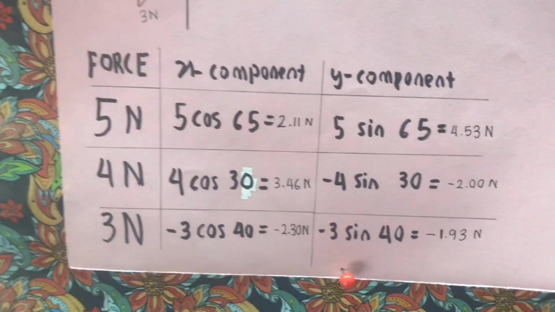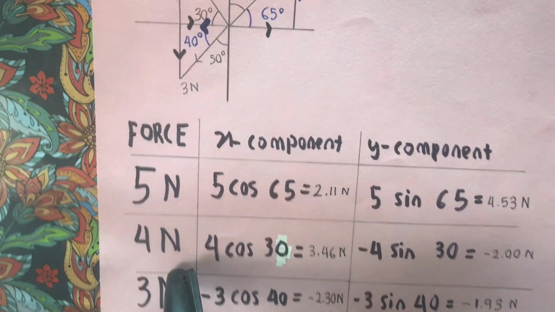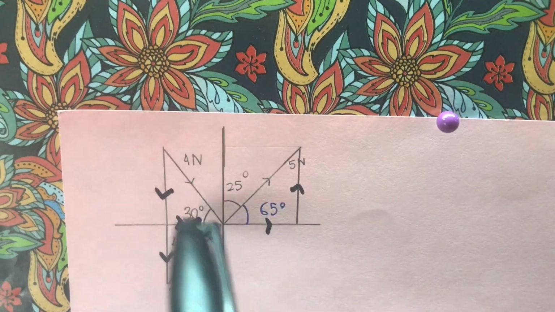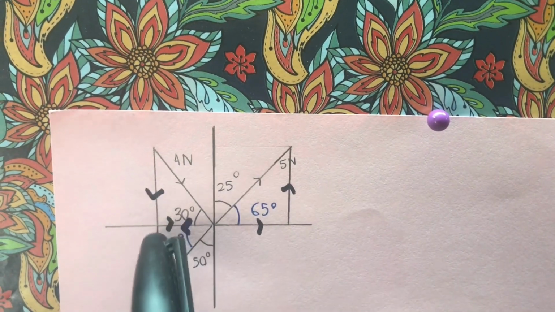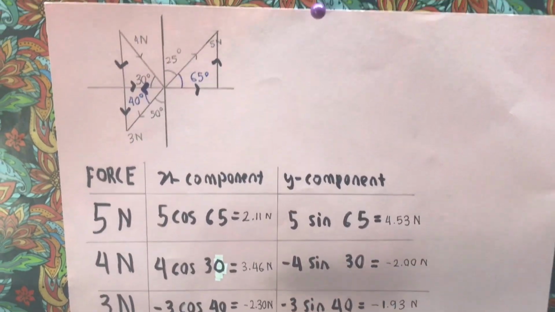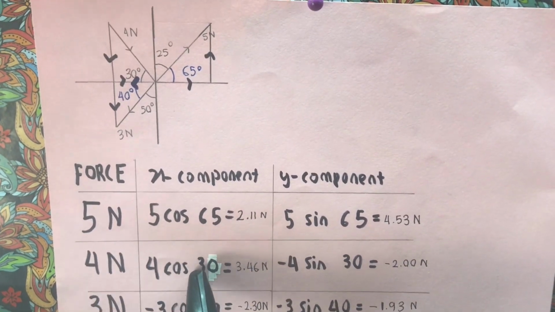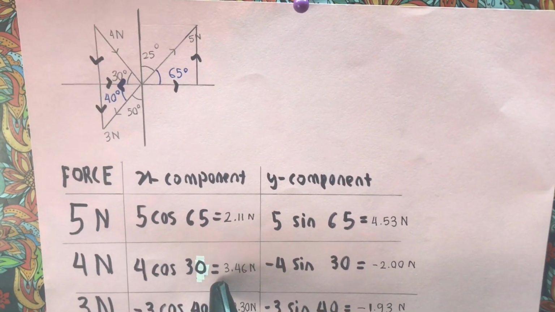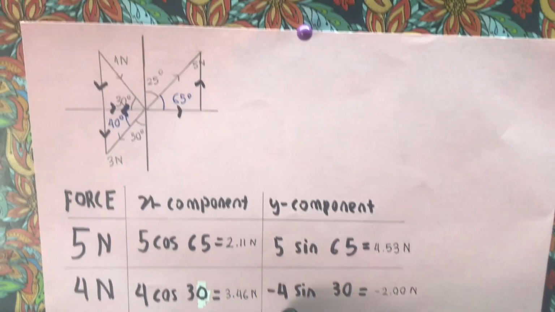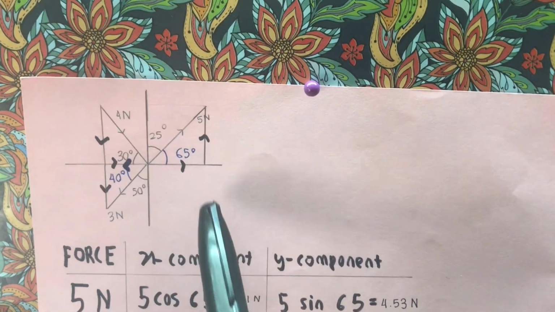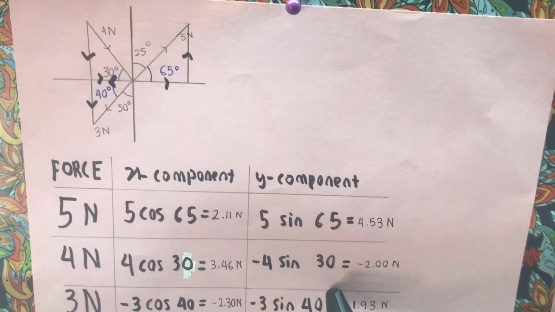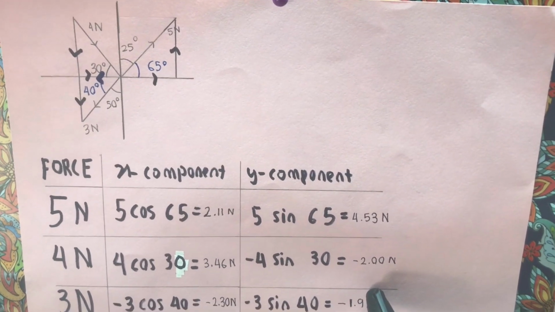And the second is the force of 4 Newton. This is the diagram for the 4 Newton. Since it goes to here, the y axis must be downward and the x axis must be to the right. So 4 cos 30 equals 3.46 Newton. And for the y component, negative 4 sin 30 because it goes downward, so negative 4 sin 30 equals negative 2.00 Newton.